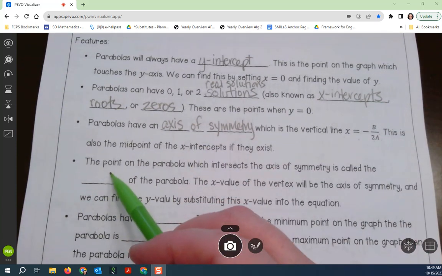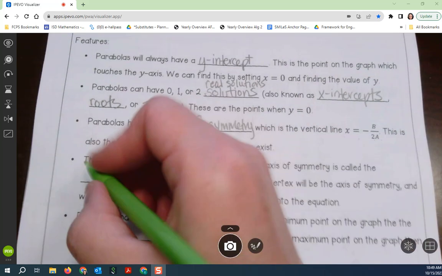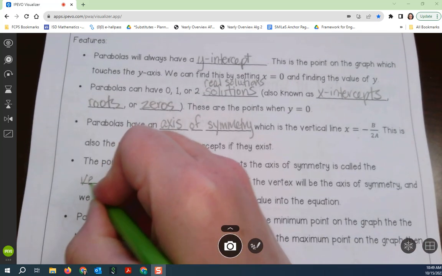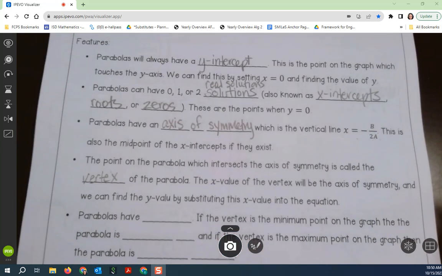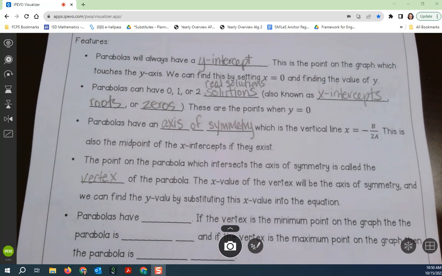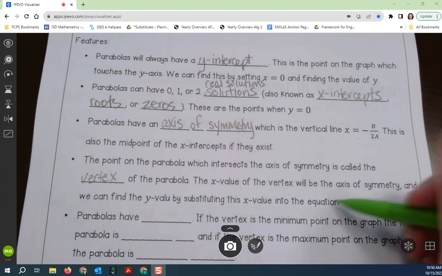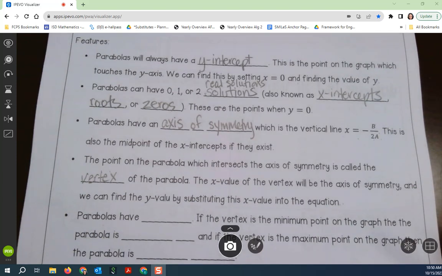The point on the parabola which intersects the axis of symmetry is called the vertex of the parabola. That's also going to be your absolute maximum or your absolute minimum, depending on if your parabola is facing up or down. The x value of the vertex will be on the axis of symmetry, and we can find the y value by substituting the x into the equation.